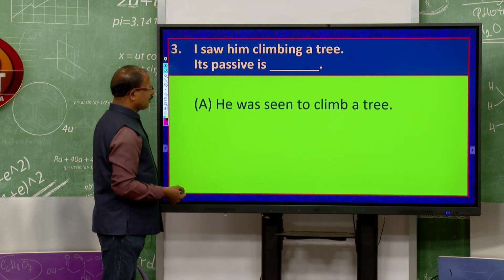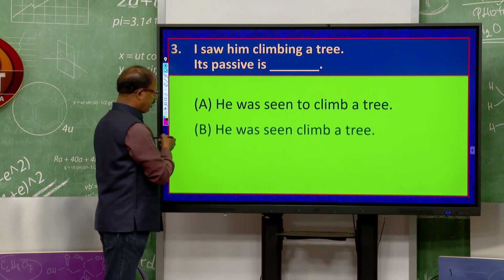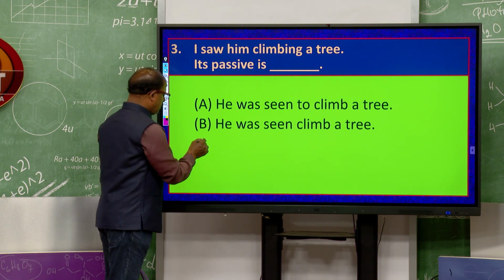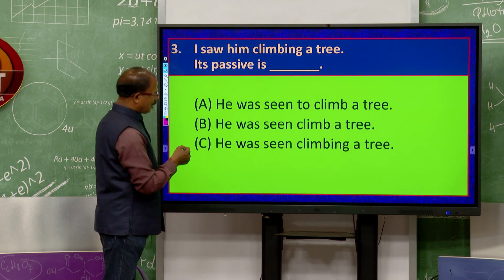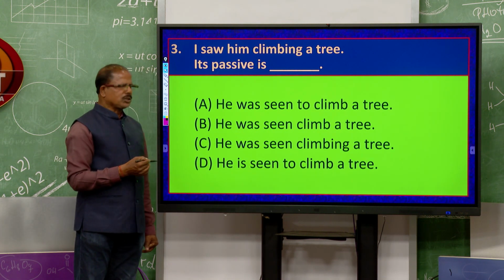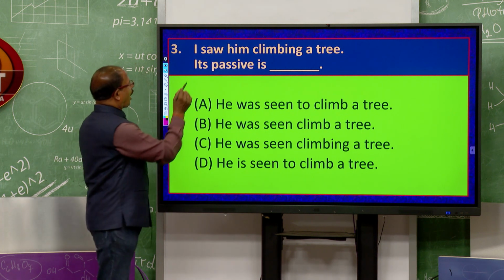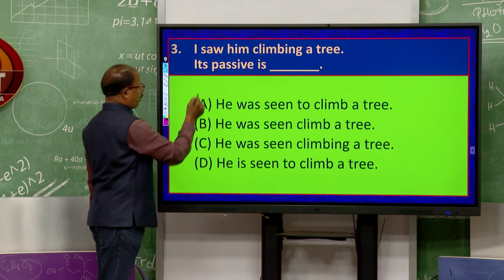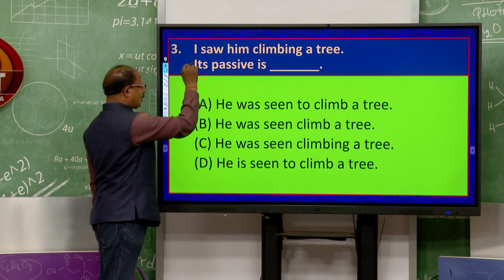Option A, he was seen to climb a tree. Option B, he was seen climb a tree. Option C, he was seen climbing a tree. Option D, he is seen to climb a tree. So, you see, I saw means this is past simple. I saw him, that means he was seen, right.